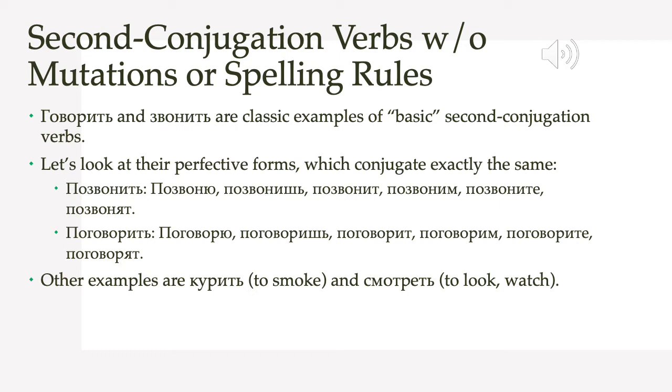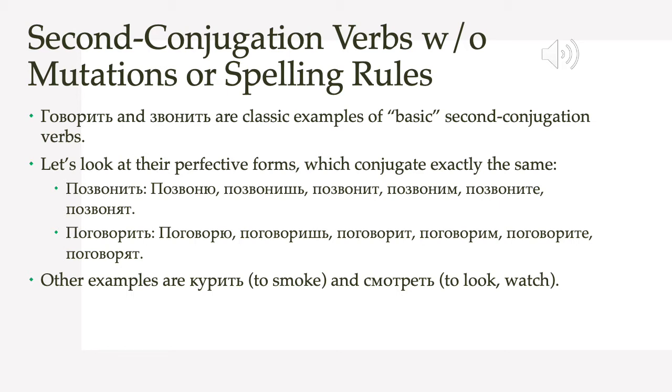And let's look at their perfective forms, which conjugate exactly the same. So позвонить, to make a call, and поговорить, to talk a little bit. If we look at позвонить, we have позвоню. Note that we add the u directly to the consonantal stem. Позвонишь, позвонит, позвоним, позвоните, позвонят.